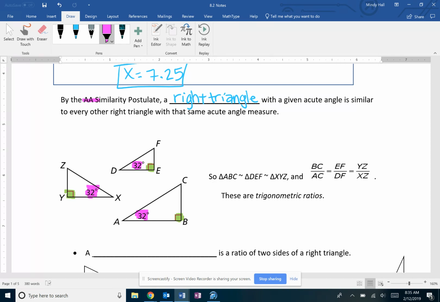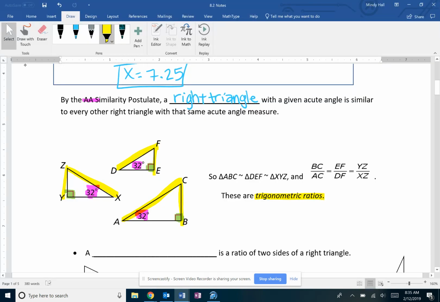So with that, we know that the ratio between BC and AC is going to be the same as EF to DF, and the same as YZ to ZX. And the third side is also similar, but when you write the ratios, you don't have to include it. But these are trigonometric ratios.